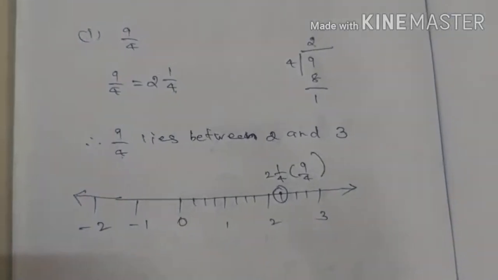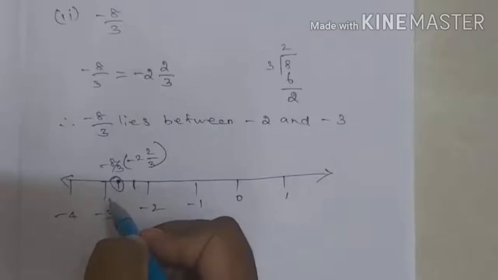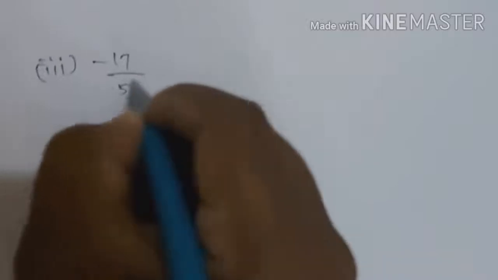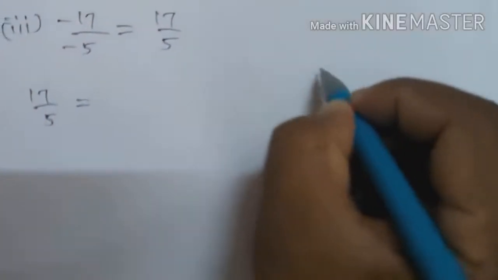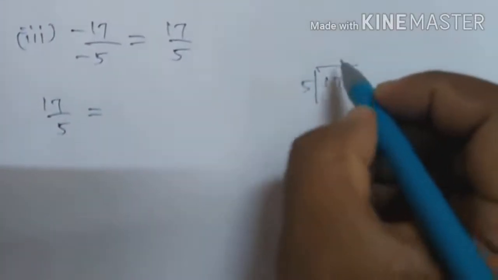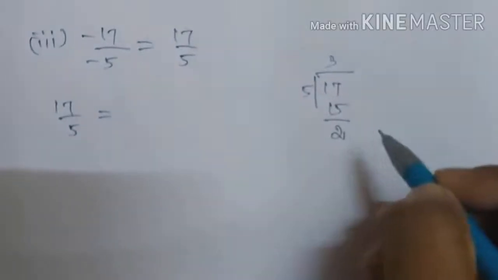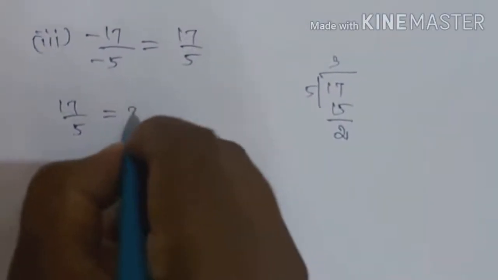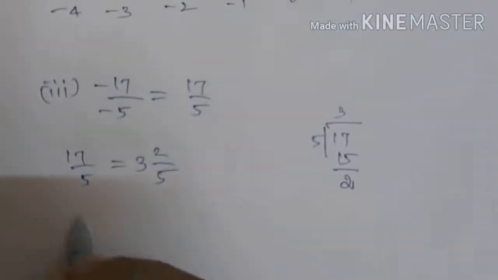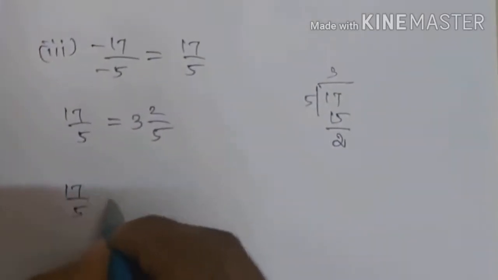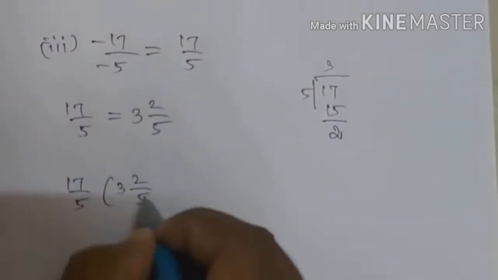Second one, third sum: -17/-5. Minus minus into plus, so you write 17/5. 17/5 is an improper fraction, so change it to a mixed fraction. 3 fives are 15, remaining value 2. So 3 2/5. So 17/5 lies between 3 and 4 on the number line.